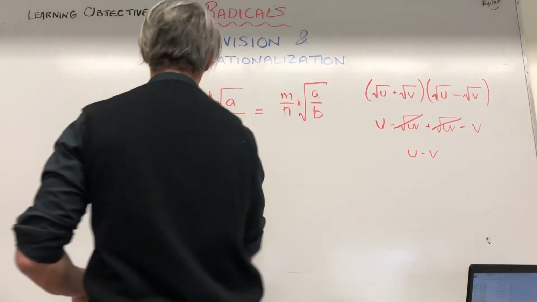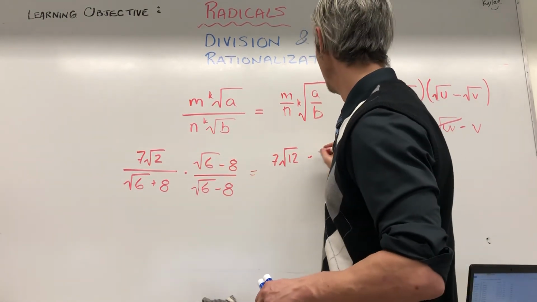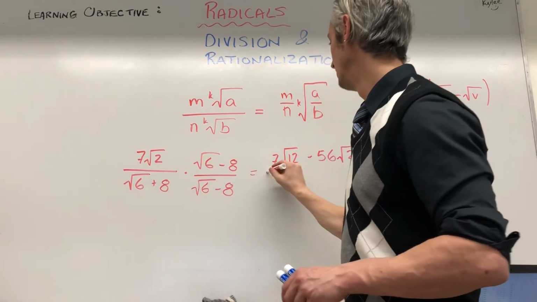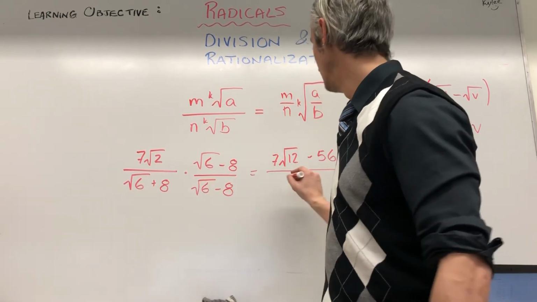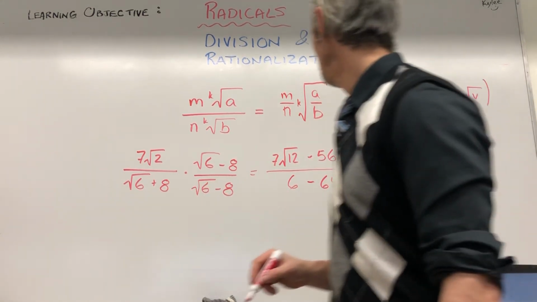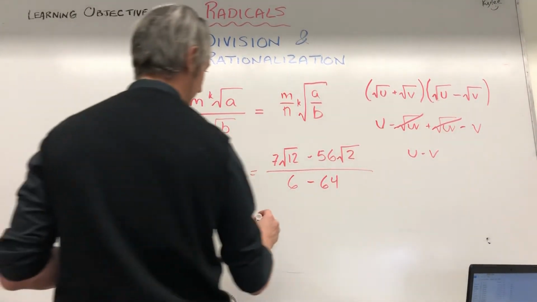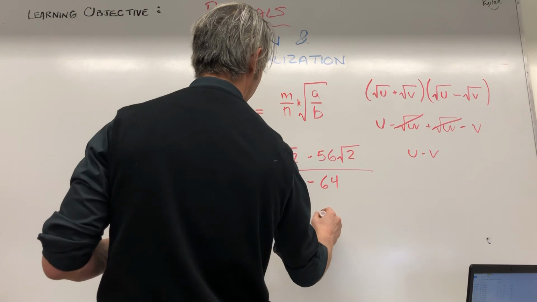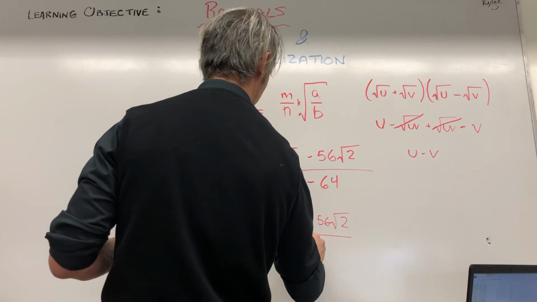And then if I do this multiplication on the top, I'm going to get 7 root 12, and then minus 56 root 2, 7 times 8, all divided by, now I know that the difference of squares is going to get rid of my middle term, so I'll get 6 minus 64 on the bottom. And if I go through this, I'm going to get 7 root 12 minus 56 root 2 over negative 58.